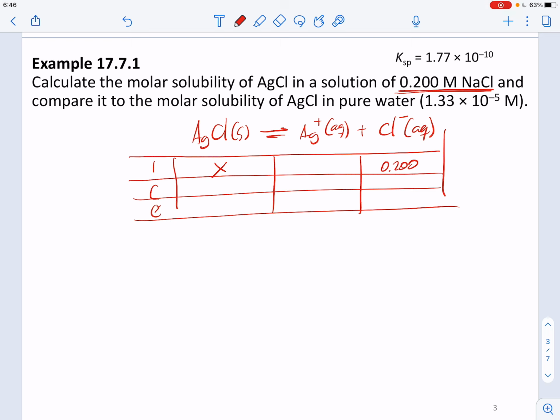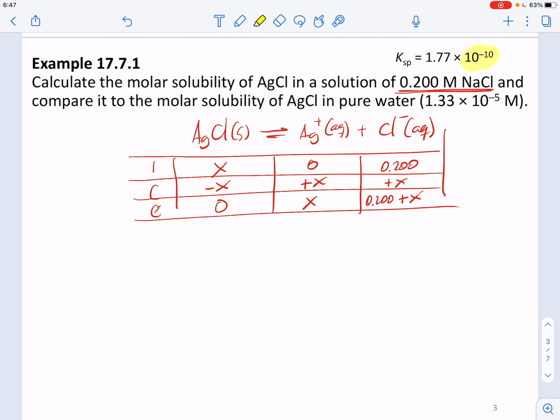Therefore, the change for AgCl is going to be minus x. Of course, here the initial is 0. The change for the silver ions is going to be plus x, and the change for chloride is also going to be plus x. All right, so you basically consume all the solid. Remember, the solid is in excess, but this is just the part that is being dissolved in water. So you end up with x, that's the amount of silver in solution, and then here you have 0.200 plus x.